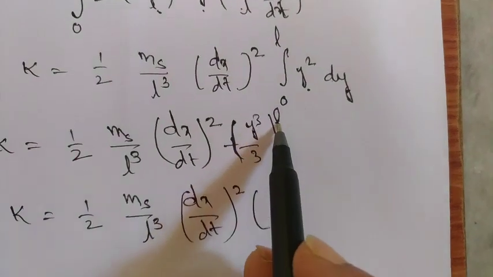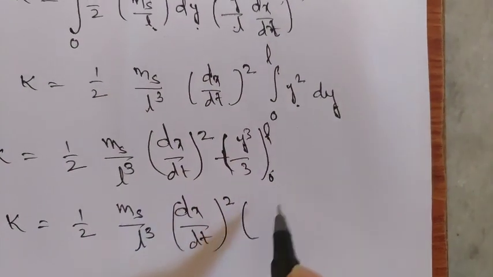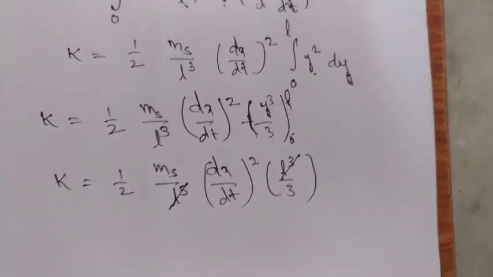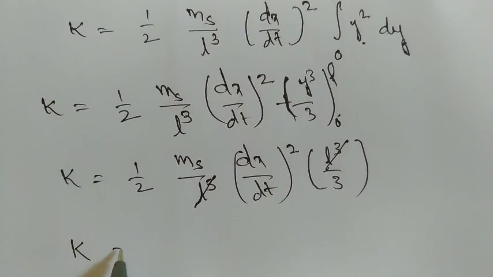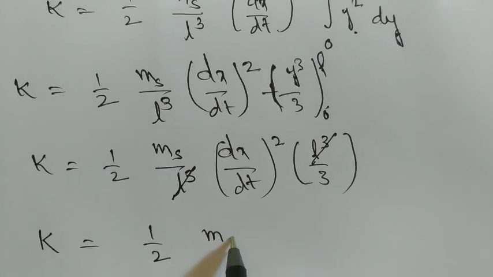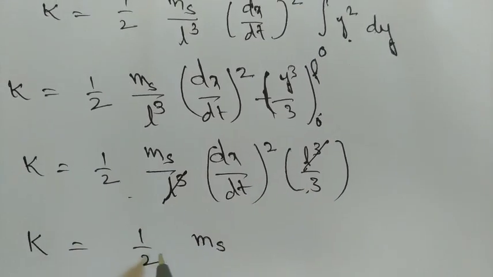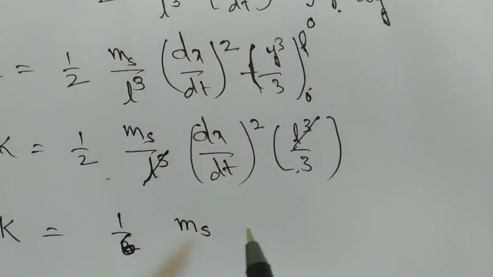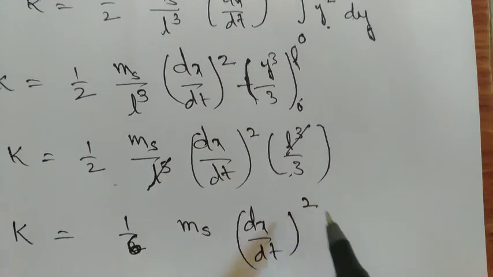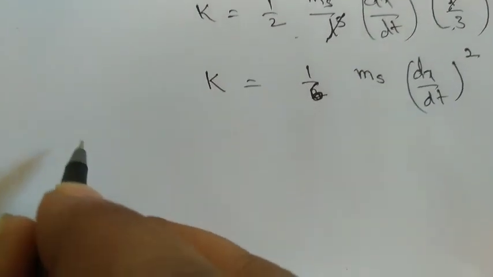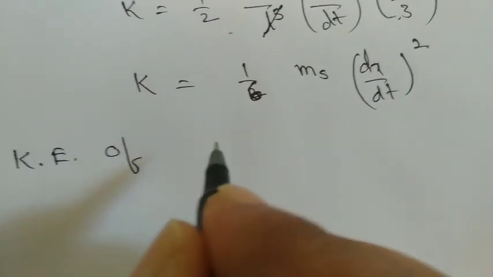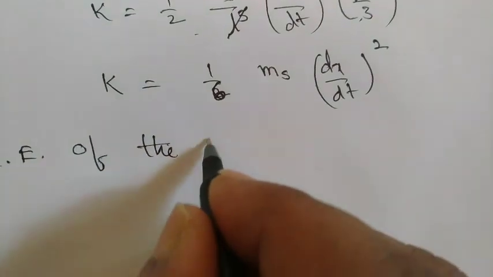Applying the upper limit L and lower limit 0, we get L cube by 3, and of course L cube is going to cancel out. Then the remaining kinetic energy of the spring is K equals half into one third, which is 2 times 3 equals 6, so 1 by 6 ms dx by dt whole square. So now I am calculating the total kinetic energy of the system.